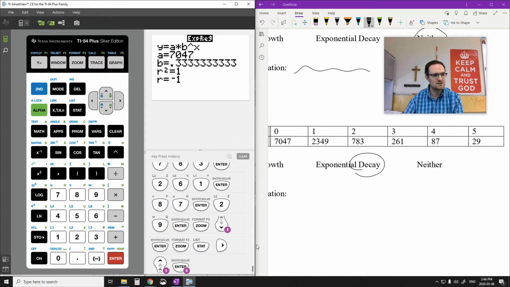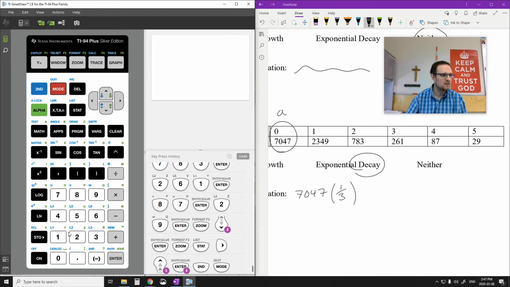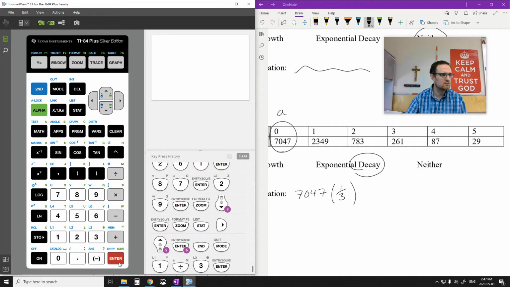So I'm going to write this out. It says my A value is 7,047, which makes sense. It's my y-intercept, right? So that's my A value. My B value is 1.3 repeating. What's 1.3 repeating? Is that 1/3? Right? I'm going to double check that. It looks like a fraction, 1/3. Yeah, 1/3. Okay, to the power of x.